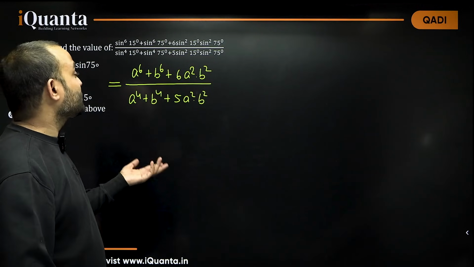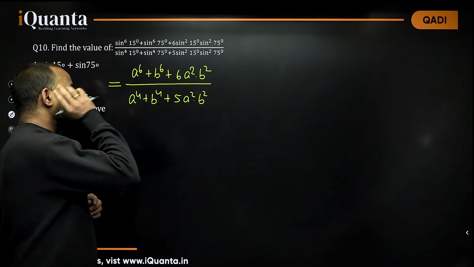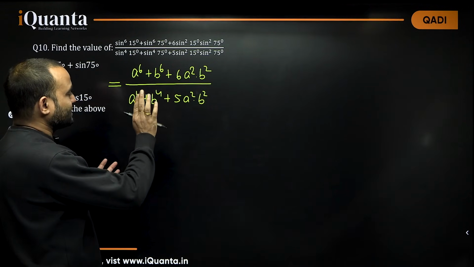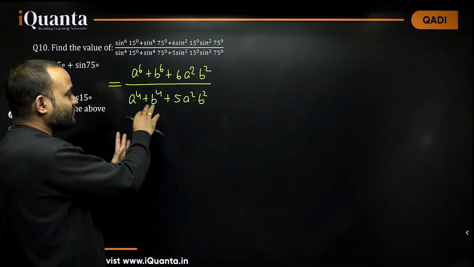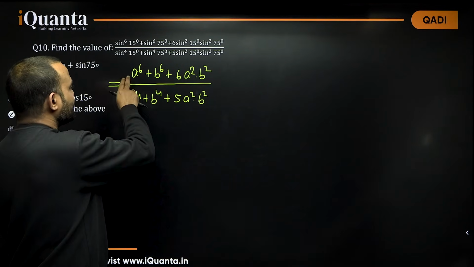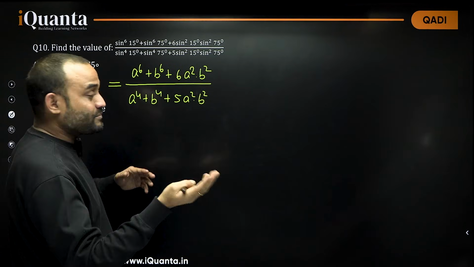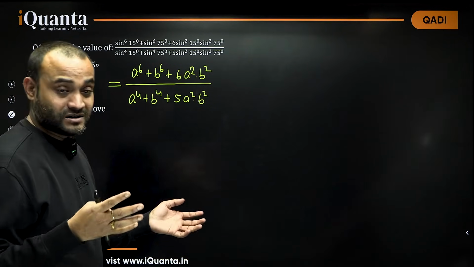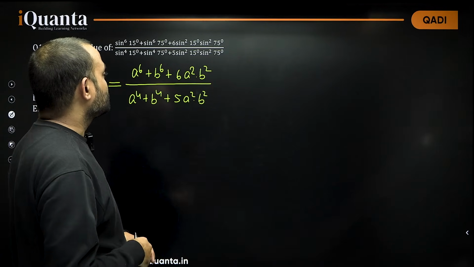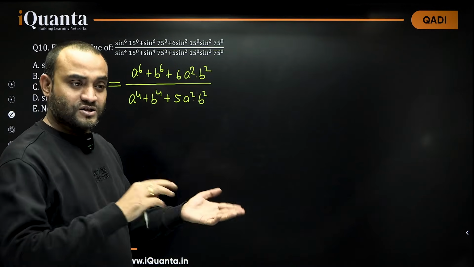How do we proceed from there? See, we have something like a square plus b square very close to a to the power 6 plus b to the power 6 plus 3a square b square into a plus b. This is how we write a plus b whole cube. So where do we get this a plus b or a square plus b square thing?